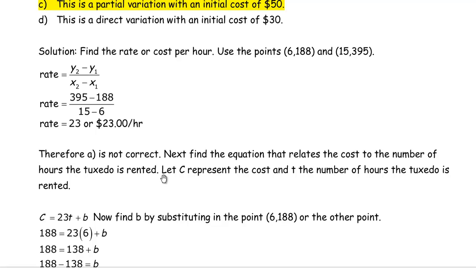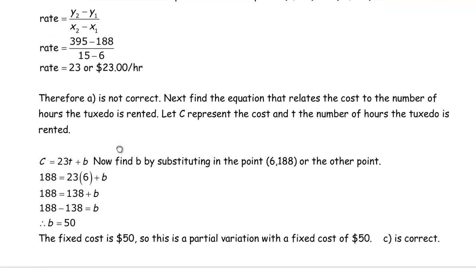So I'm going to substitute in a point, and I'm using the (6, 188) point here. 188 is the cost, and 6 is the time, the number of hours. I could have used the other point; it would give me exactly the same b value. It wouldn't matter. 23 times 6 is 138. And I want to isolate for b, so I would subtract 138 from both sides, or bring this over and subtract 138 from 188, and so it gives me 50.